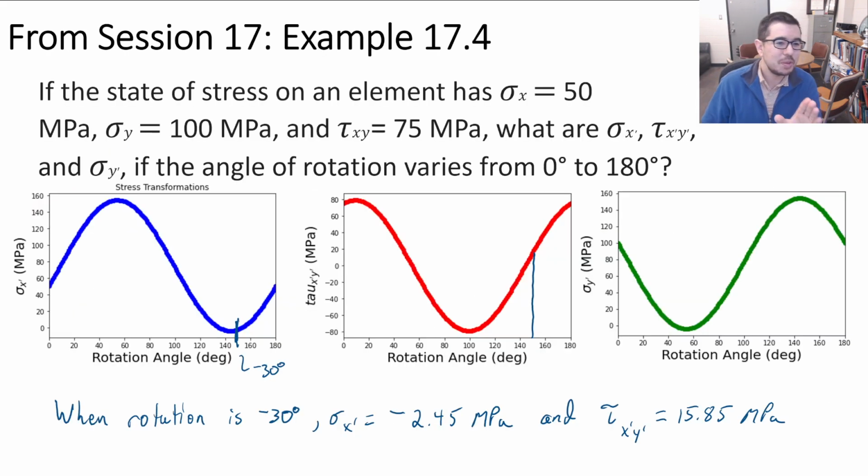Okay, we also discussed how we can plot the output of these stress transformation equations, and you see these plots here, and we could identify where we might have mins or maxes, or identify what sigma x prime and what tau x prime y prime and what sigma y prime would be at a given angle of rotation. Okay, so now we've got that basis covered again. Let's talk about in-plane principal stresses.